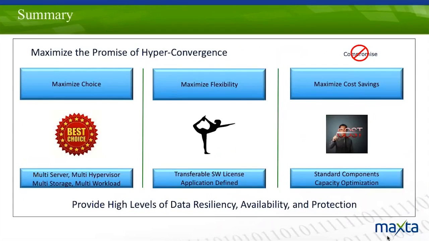So in summary, what does Maxta provide to customers? First and foremost, it provides the choice of what customers are looking for in a software-defined model, the ability to run on standard x86 servers, ability to use multiple hypervisors, so on. It gives them the choice. It gives them the flexibility, the ability to, again, use different servers, transfer software licenses, and also provide the ability to set properties at an application level, maximize choice, maximize flexibility, and at the end also delivering cost efficiency to end customers. All these with no compromises to the data availability, the data reliability, and also data protection.